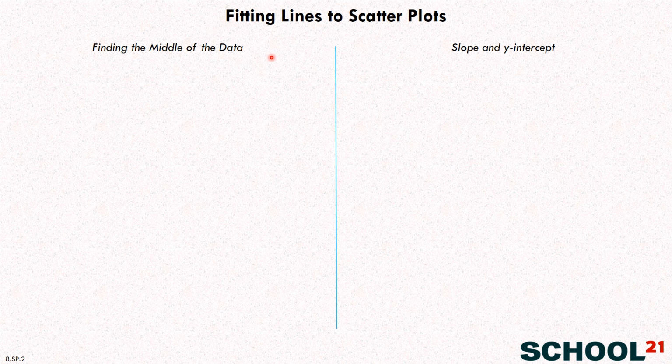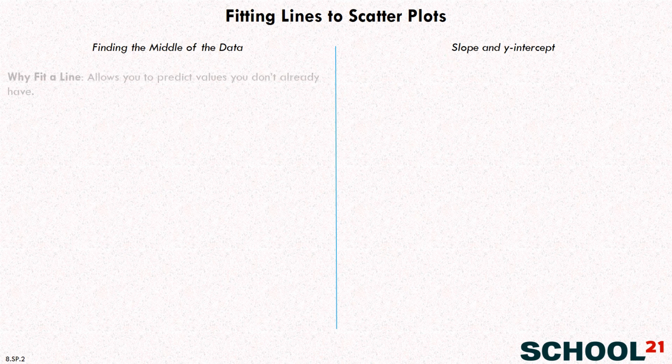Okay, let's talk about fitting lines to scatter plots. This is a super useful thing to do. Lots of different people, not just statisticians and mathematicians, but all sorts of people who work with data of any type, use this as one of the main ways to predict values. So we'll be talking about finding the middle of the data, the middle of the scatter plot points, and we'll be talking about slope and y-intercept.